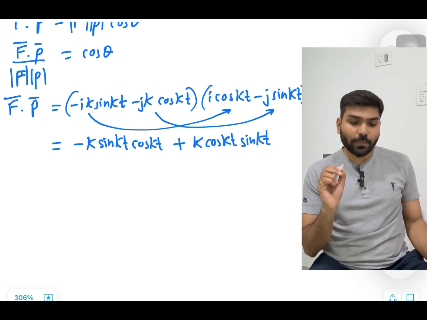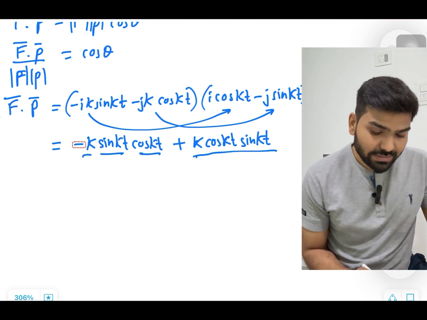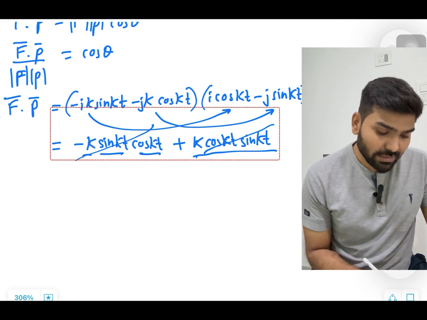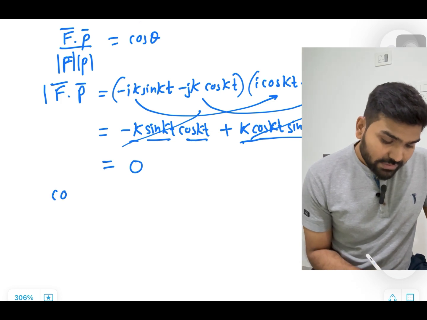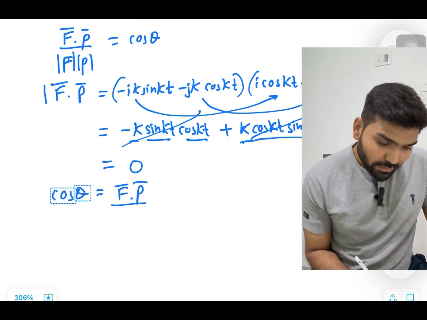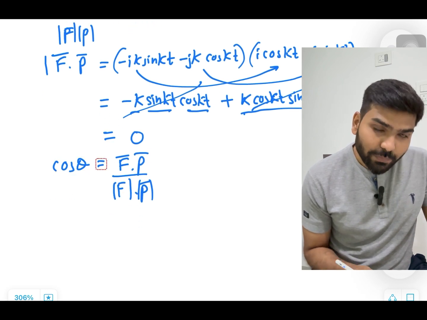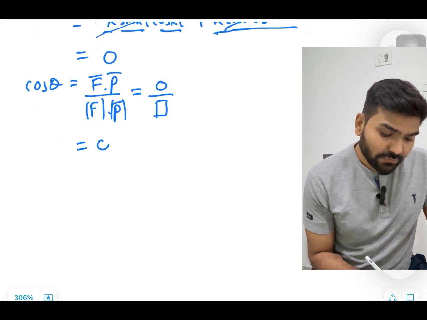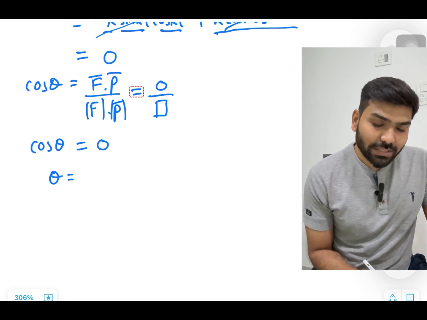Now if you observe properly, sin kt cos kt k, sin kt cos kt k. So basically these are the same terms. एक को plus sign है और एक को minus. So this whole term will get cancelled, and we get the f dot p as 0. Now to calculate the cos theta, f dot p upon f magnitude and p magnitude. f dot p तो कितना आ रहा है 0. So 0 upon any number, this will give us 0. So cos theta 0 आ रहा है, इसका मतलब थीटा होना चाहिए 90 डिग्री.